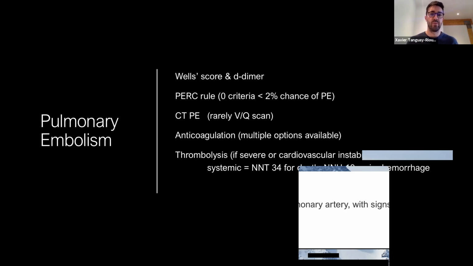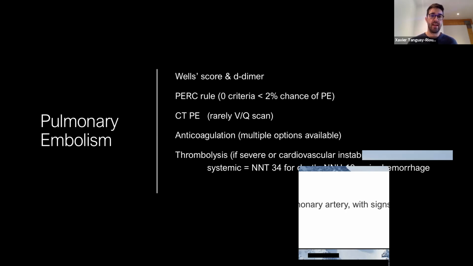Investigation is usually done with the CTPA. In rare instances, you can use a VQ scan. I haven't seen a lot of those recently, but sometimes in rural centers or smaller centers where there's difficult access to CT, you'll see that still. There are multiple options for anticoagulation, so you should be talking to your consultant and the people that are going to be following those patients to decide on which anticoagulation to give.